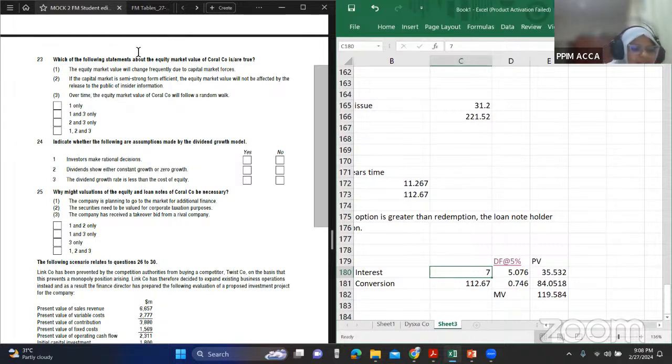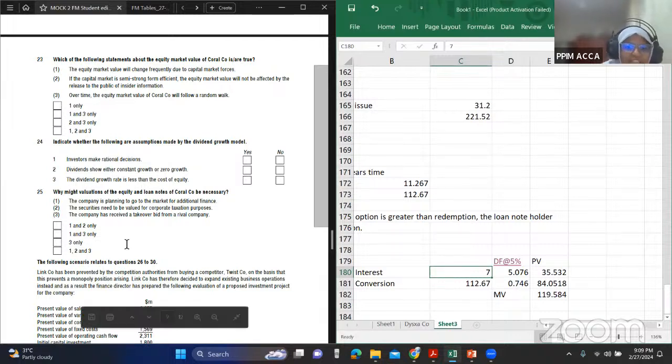24th, indicate whether the following assumptions made by the dividend growth model are true or false. Investors make rational decisions. Yes, that is an assumption we make in the dividend growth model. Dividends show either constant growth or zero growth. True. It's either 8% or 0%. In the DGM equation, we assume that the growth is constant or there is no growth. We can't think of a situation where in one year the growth is 2%, another year it is 4%. We can't think of a situation like that, because we are assuming constant growth. So that is also true.